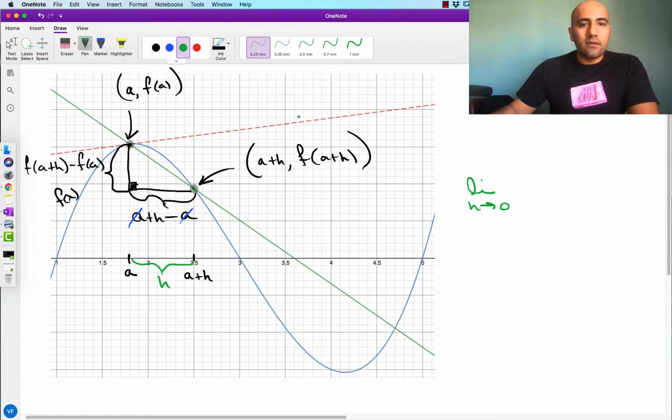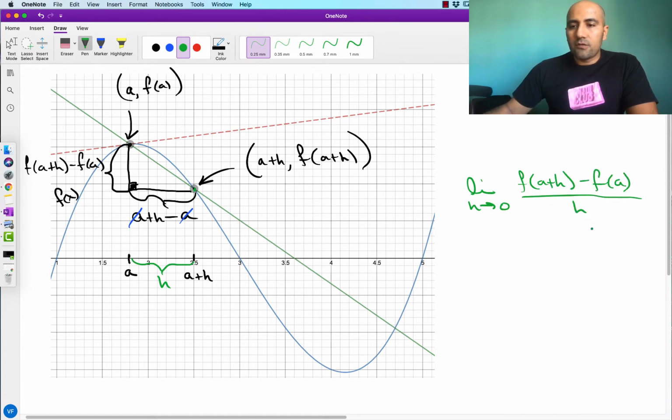Okay, so if we want the slope of the green line, then it's rise over run. So we know that coming back over here, that's going to be equal to f of a plus h minus f of a all over h. And so that'll be the derivative of our function. That is equal to f prime at a.